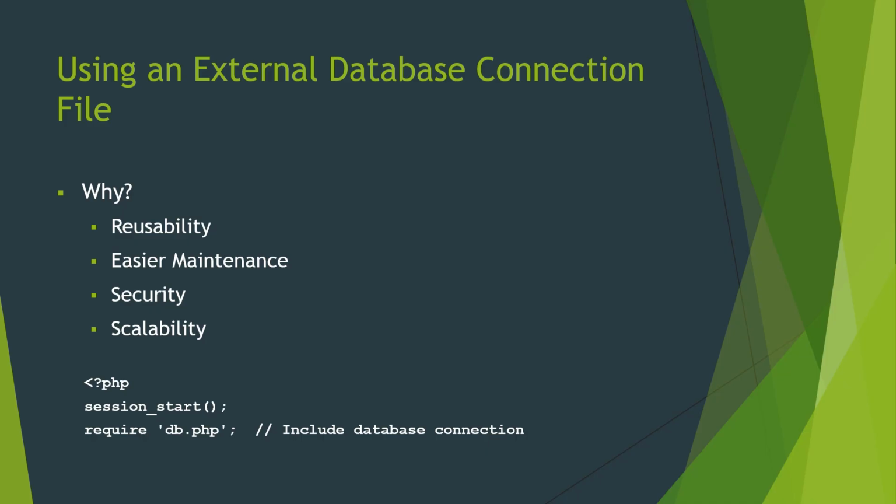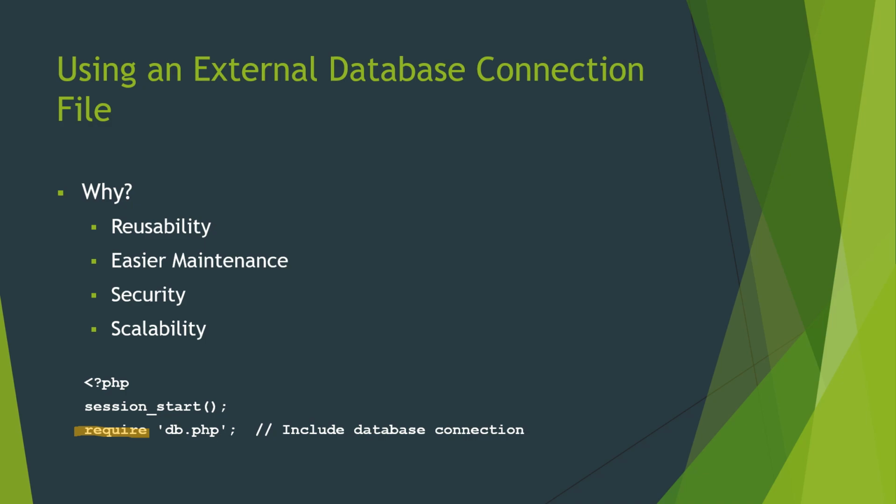So to use a database connection file, in our demo we're going to have a register.php file, a login.php file, or any other PHP script. We include whatever the database file name is. In our case, we're going to be naming it db.php. So we would include the db.php file at the top of the script using require. This is an example of how we actually do that.